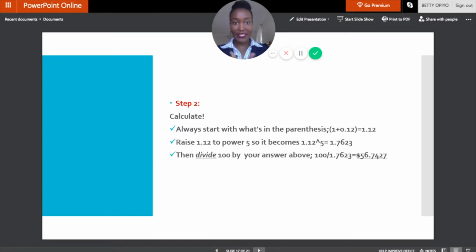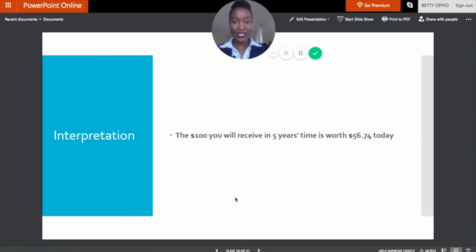That is how much the $100 that you are promised 5 years from today would be worth if you were to be given that money today. So the $100 that you will receive in 5 years' time is worth 56.74 today. So that is the answer.